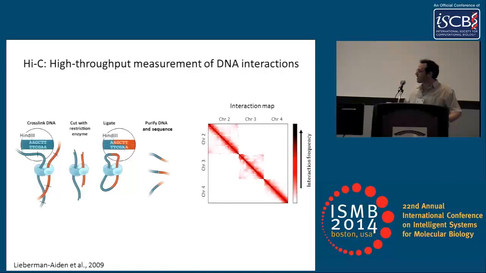Here it's just for 3 chromosomes. So you look at all the 3 chromosomes versus themselves, and now each point here will tell you how frequently 2 loci interacted. Okay? And usually what we do is we try to understand things about the structure and the function of the genome from this.